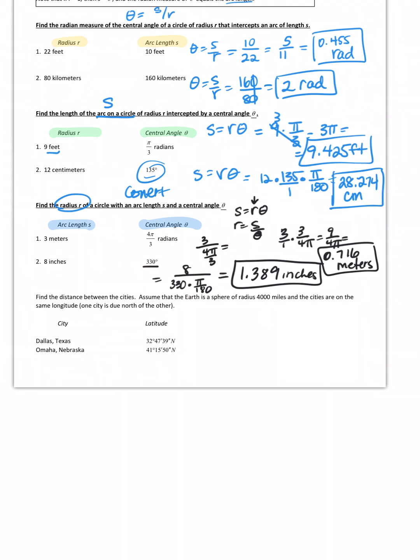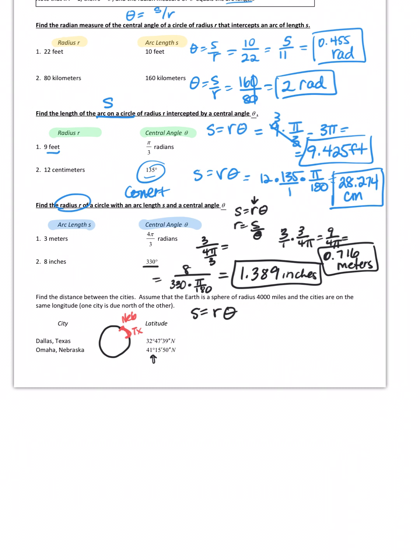Well, here's our Earth. It's a sphere, right? And Omaha's here, Dallas is here. We're looking for this arc length right there, all right? So here's Nebraska and Texas. We're going to find that angle difference, and we're going to use that to find the arc length. Okay, so we're going to use that formula, S equals R theta, just like we know. Now, notice our angles are in degree form, so we're going to have to convert.